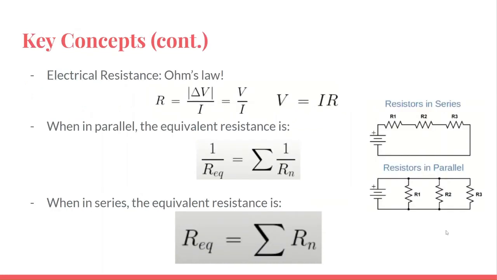So the electrical resistance is just calculated using Ohm's law. So it's voltage over current. And when in parallel, the equivalent resistance is, as pictured below, the sum of 1 over the resistance of each resistor. When in series, however, the equivalent resistance is just the sum of the resistances of the resistors.